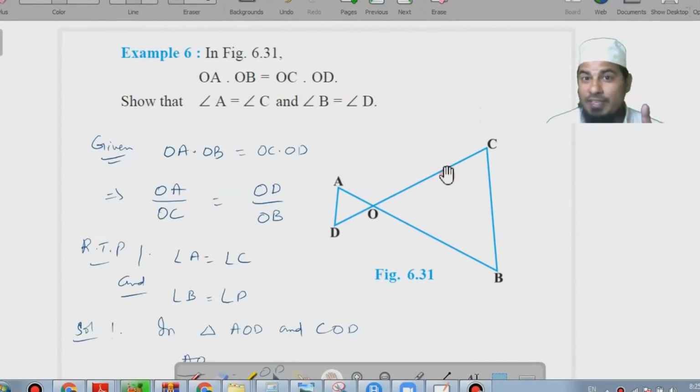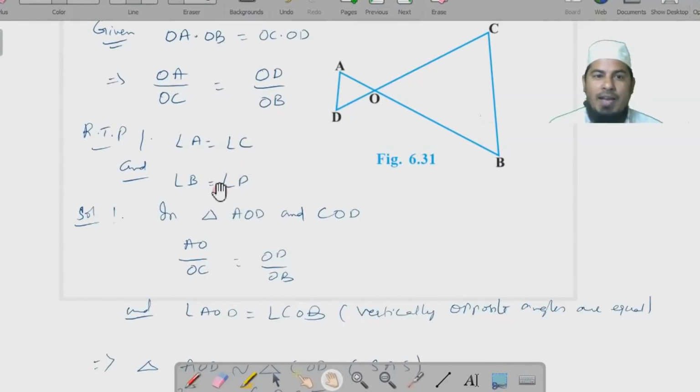Now what we discussed, we are writing. Given is written. Whatever was given, we have reshuffled to get the corresponding sides ratio. So we got AO by OC equals OD by OB. We need to prove angle A is equal to angle C, angle B is equal to angle D. In triangle AOD and COB, it was mistakenly written here COB. AO by OC is equal to OD by OB, which is given.